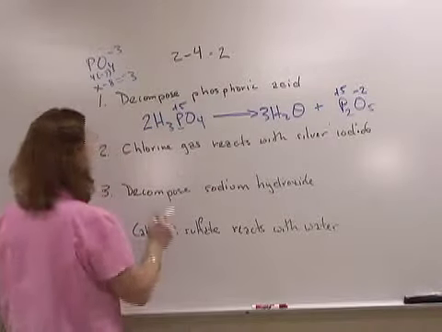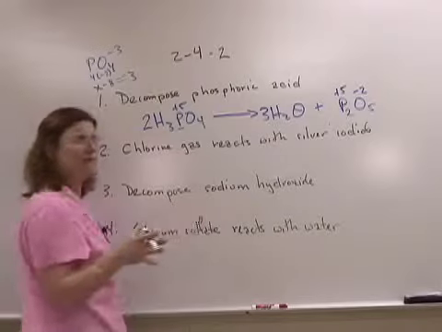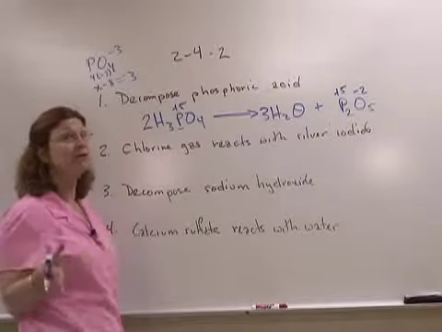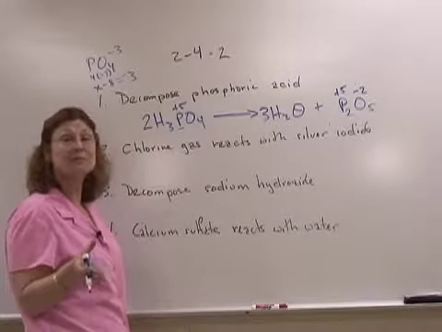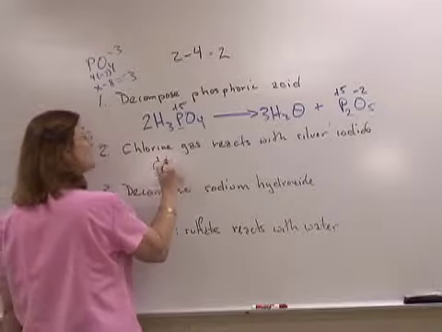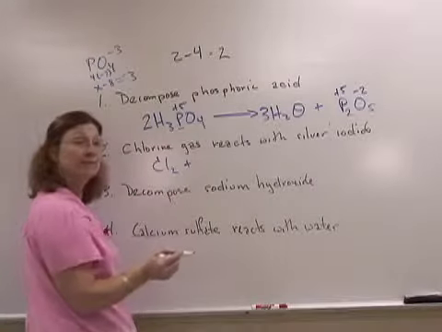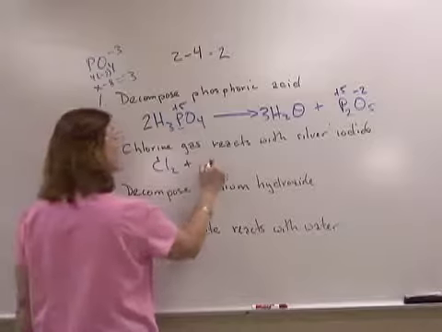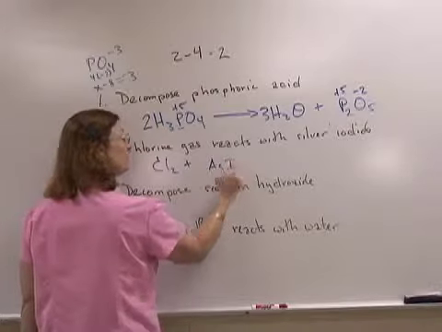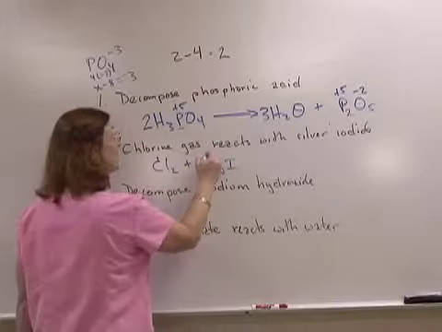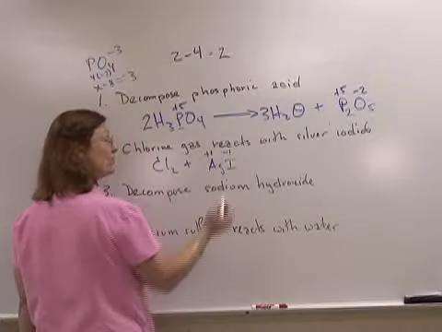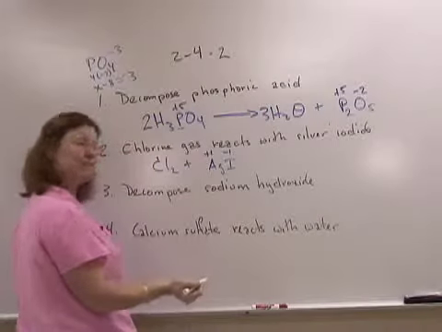In number 2, we have chlorine gas, and if I were taking an assessment, I would write those diatomic molecules on the top of my paper. Chlorine is a diatomic molecule. It's reacting with silver iodide. Silver is always +1, and iodine is -1. And that's how I write the formula.